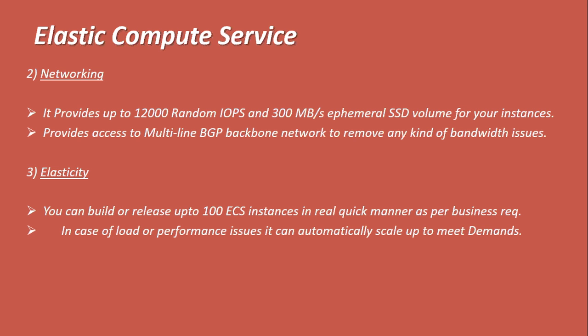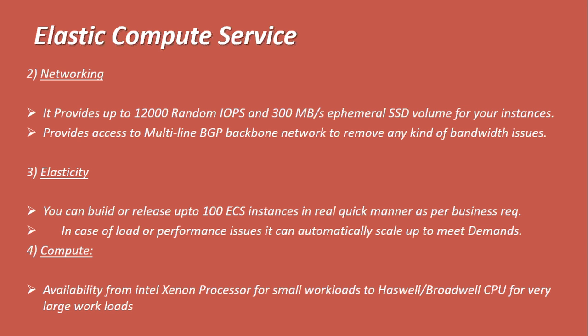If I talk about compute, they are really providing some very good processors to remove any kind of performance issues, ranging from Intel Xeon processors for applications or systems having small workloads, to Haswell or Broadwell CPUs for very high, intensive workload applications. We'll definitely discuss more about its types and the different generations in the upcoming videos. But in this video, let's go ahead and study how we can create an ECS instance, or Elastic Compute Service, within the Alibaba Cloud.